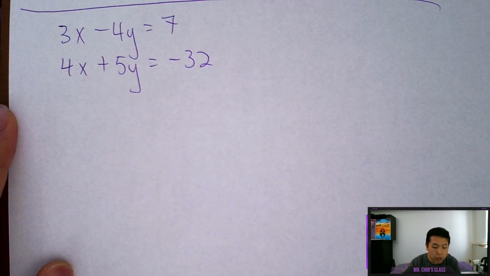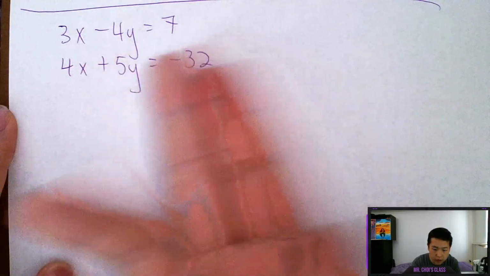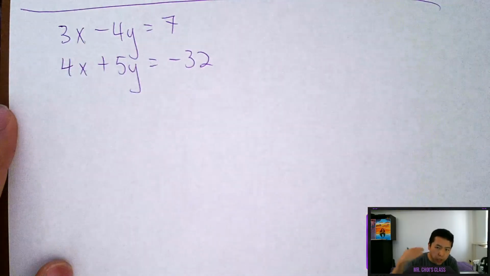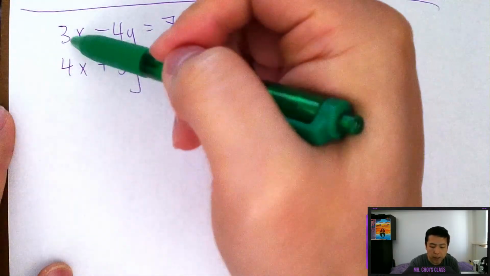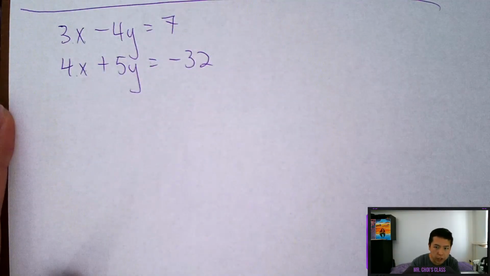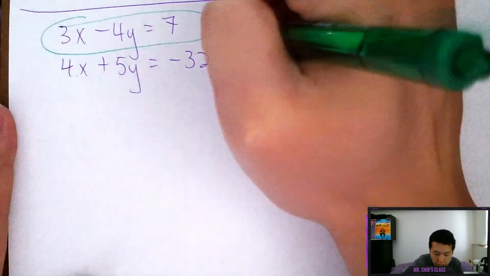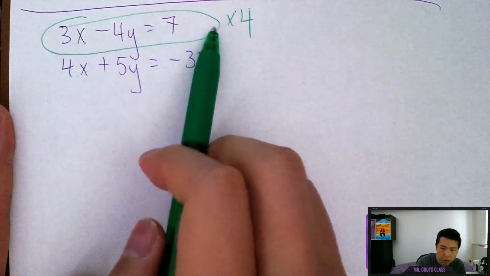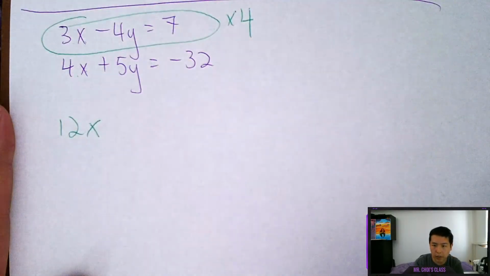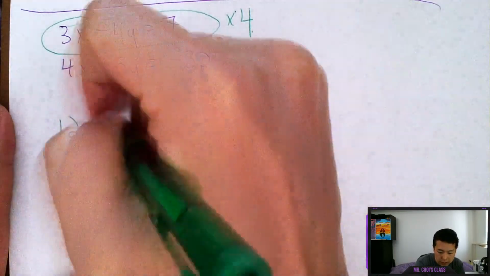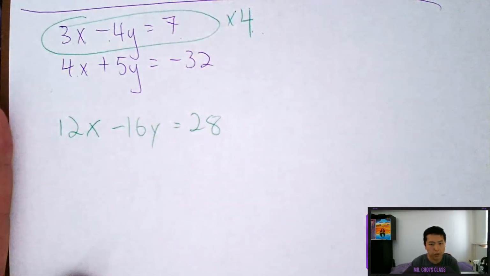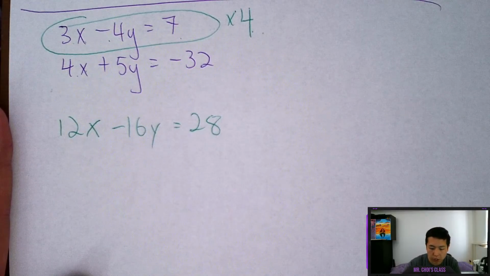So I'm going to pick equation 1 to change first, and I'm going to make sure the x's match. What is the first number that comes to mind that both 3 and 4 can make? Very simple, that would be 12. So I'm going to multiply this equation by 4. 3 times 4 is 12x. Negative 4 times 4 is negative 16y. And 7 times 4 is 28. So that's what my first equation is changed to.